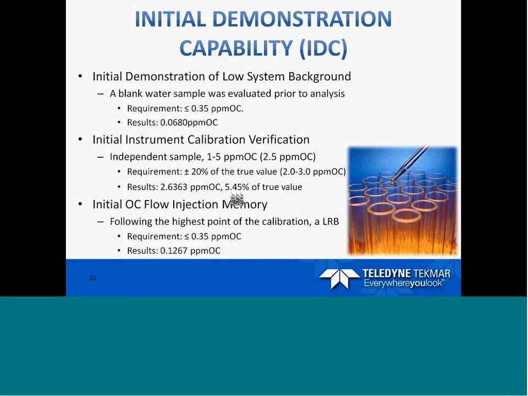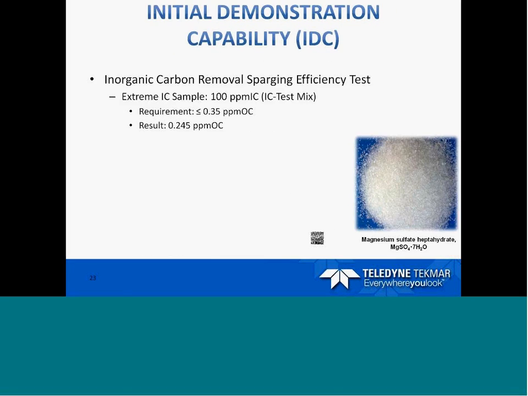Next is the carbon flow injection memory. After the highest calibration point, which was 25 ppm, we run a laboratory reagent blank. That requires less than 0.35 ppm. Our result was 0.126. Then the inorganic carbon removal sparging efficiency test. We made that extreme IC sample, which is approximately 100 ppm of inorganic carbon. When tested, it has to be less than 0.35 ppm, and our result was 0.245.